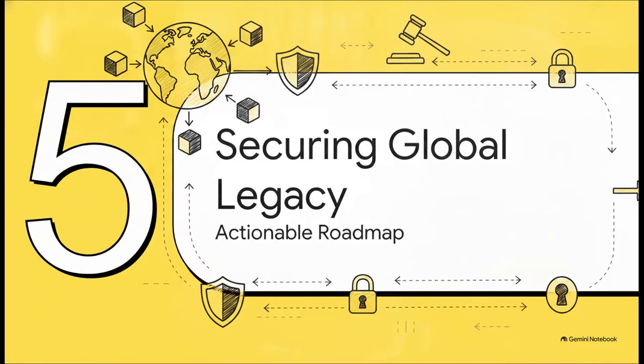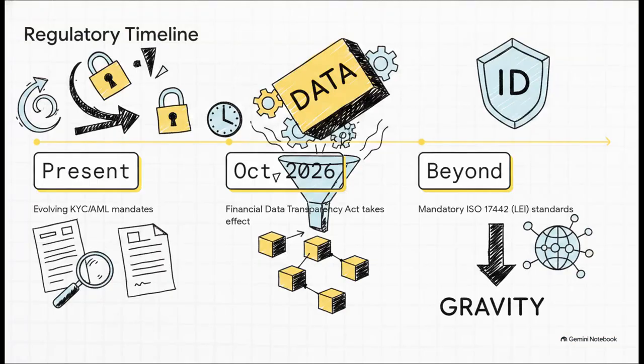Finally, Section 5, Securing Your Global Legacy. Let's transition from the cool technology into a real, actionable roadmap by looking at the timeline ahead. Right now, we're already facing rapidly evolving Know Your Customer and anti-money laundering mandates. But a major shift happens on October 1st, 2026, when the Financial Data Transparency Act takes full effect. And from 2026 onward, strict standards, like ISO 17442 for legal entity identifiers, become mandatory. This impending regulatory gravity means that mastering data sovereignty is absolutely non-negotiable moving forward.